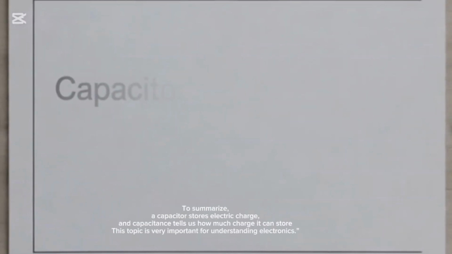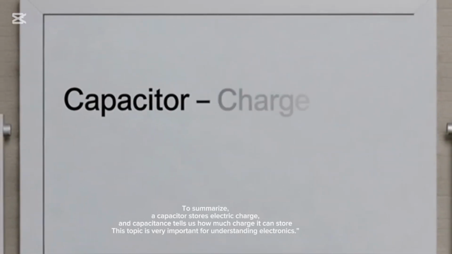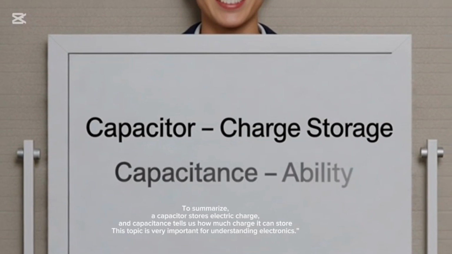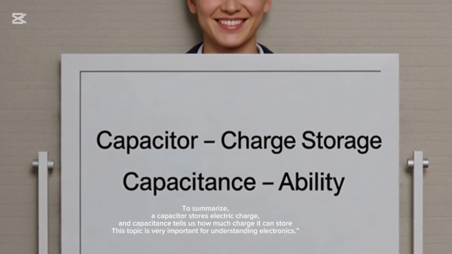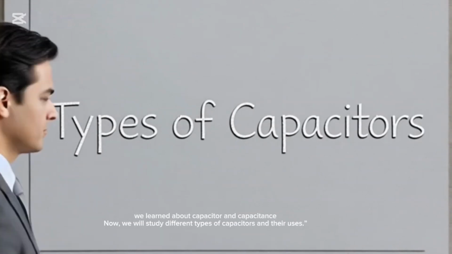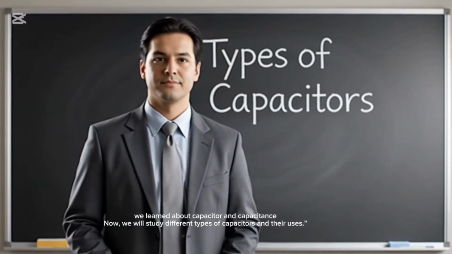To summarize, a capacitor stores electric charge and tells us how much charge it can store. This topic is very important for understanding electronics. We learned about capacitor and capacitance. Now, we will study different types of capacitors and their uses.